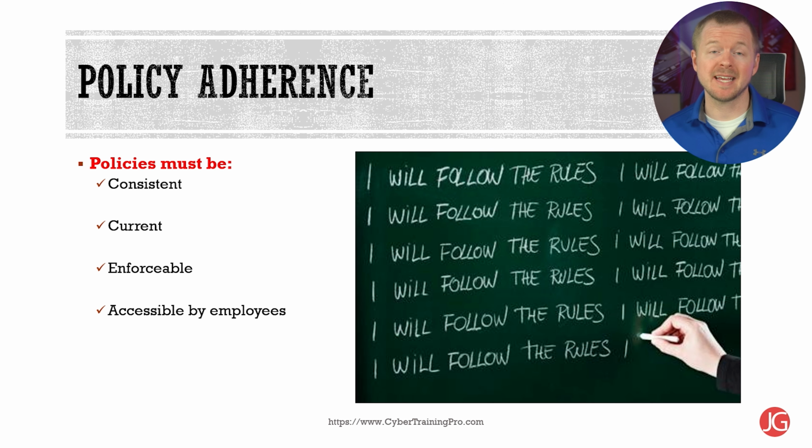What if a company doesn't adhere to or follow their policies? Well, what's the point of even having policies then? Policies are meant to be consistent in their application, current, meaning that they're up to date, and enforceable, meaning that the penalties for violation are in accordance with the law. Additionally, the policies must be accessible by employees. If nobody can access or review the policies, then by nature, they aren't enforceable because nobody knows them.